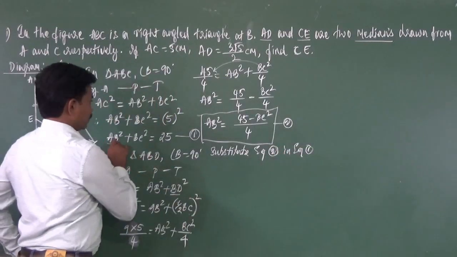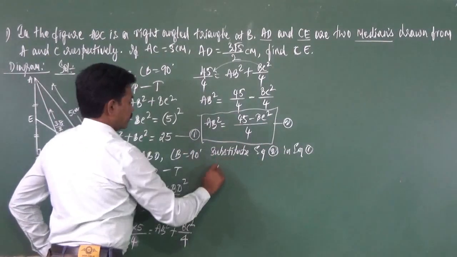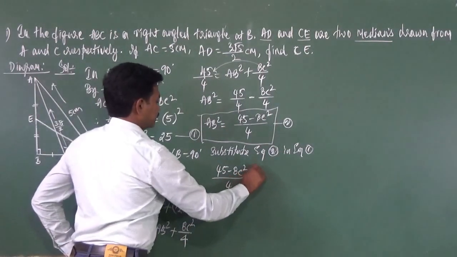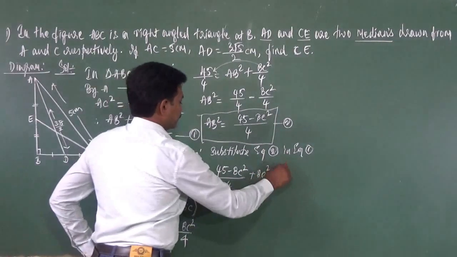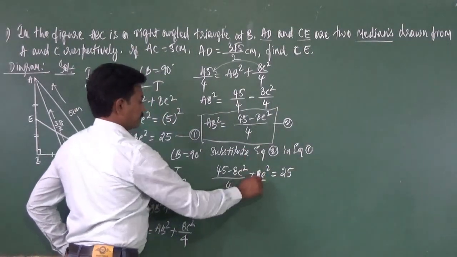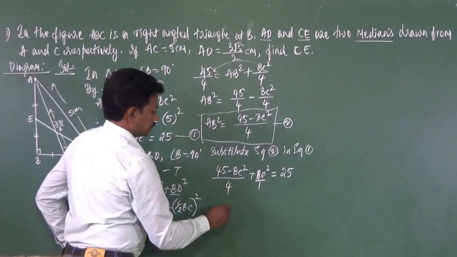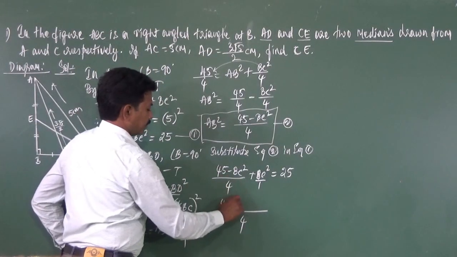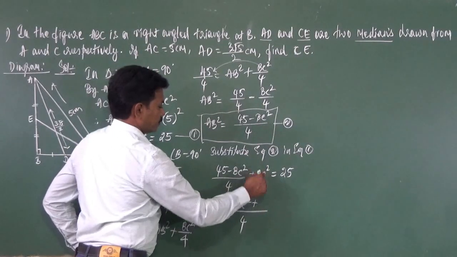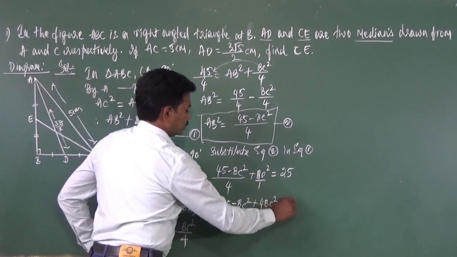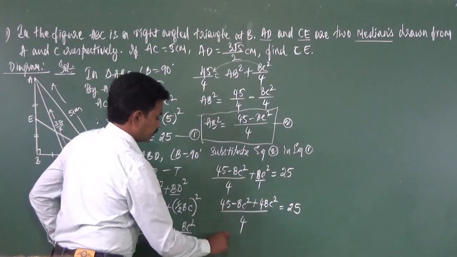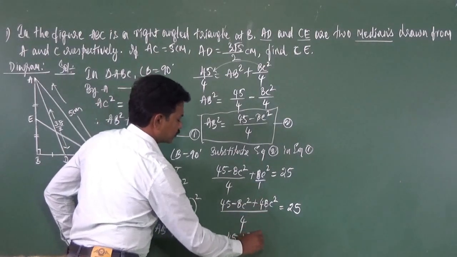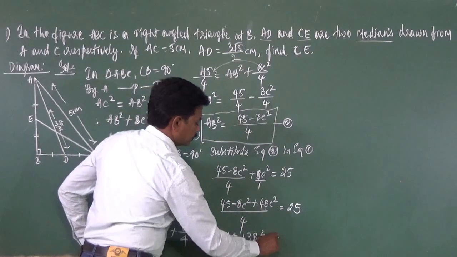Okay. So AB square, instead of AB square, I am going to write 45 minus BC square by 4 plus again BC square is equal to, that is 25, right? So it is by 1. So for 4 and 1 LCM becomes 4, right? So 45 minus BC square by 4 into 4 is 45 minus BC square plus BC square by 1 into 4 is 4 BC square is equal to 25. So now 45 remains as it is, minus 1 BC square plus 4 BC square is plus 3 BC square by 4 is equal to 25.